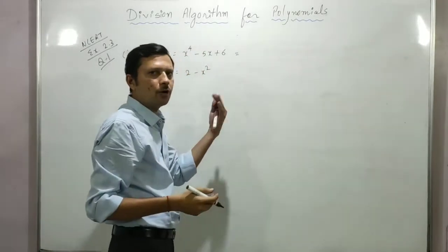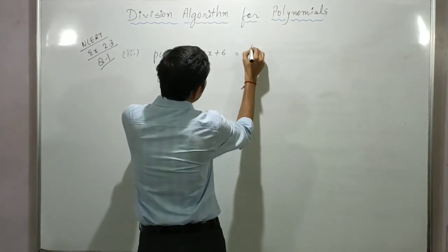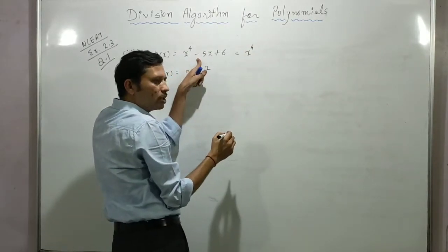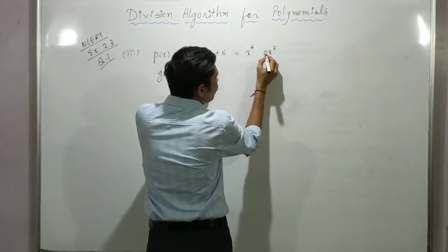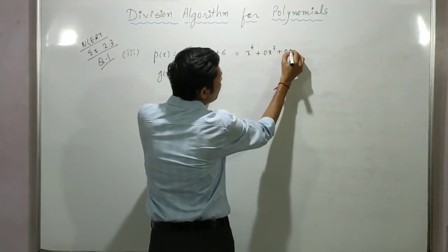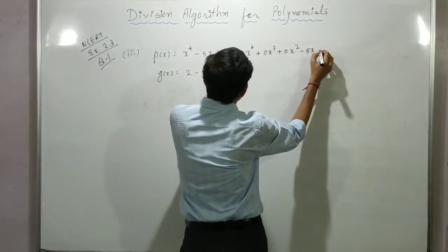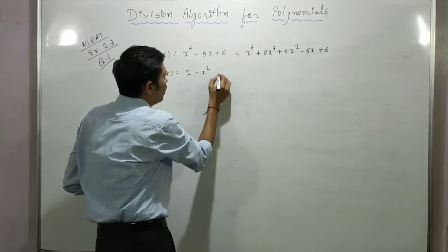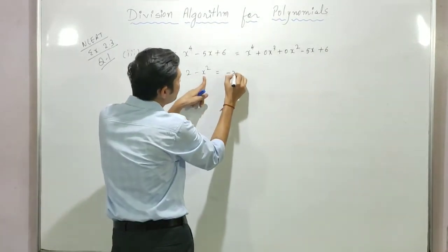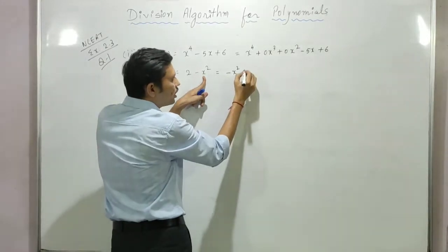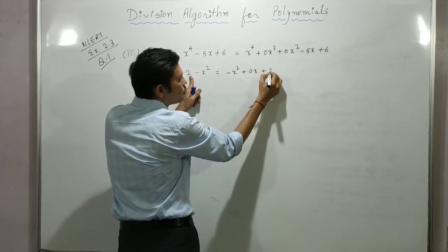Now first of all we will arrange both the polynomials in standard form. So x to the power 4, then see the x cube term is missing, the x square term is missing, so I will write down both the terms with 0 coefficient to make our calculation easy. Then after that minus 5x and plus 6. Now here g of x is equal to 2 minus x square, so first the highest degree, then x is missing here, so plus 0x and then plus 2.